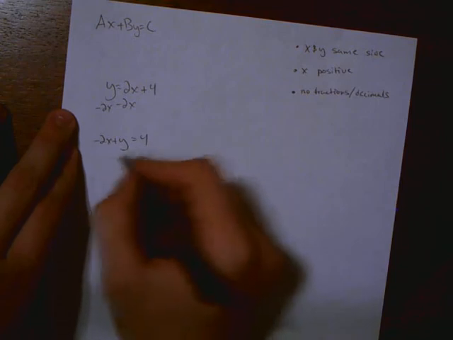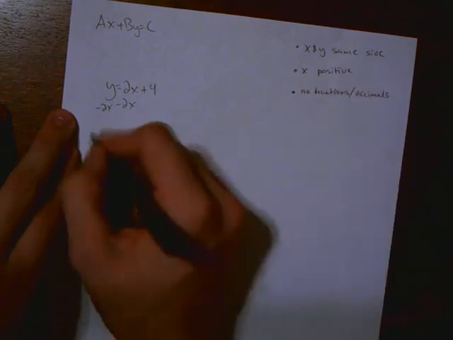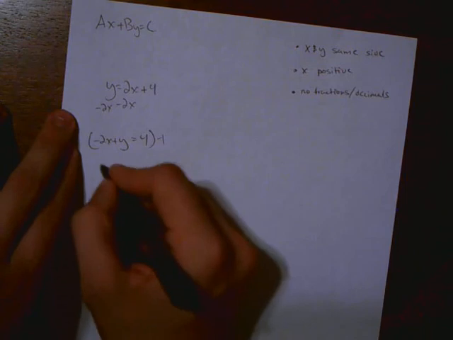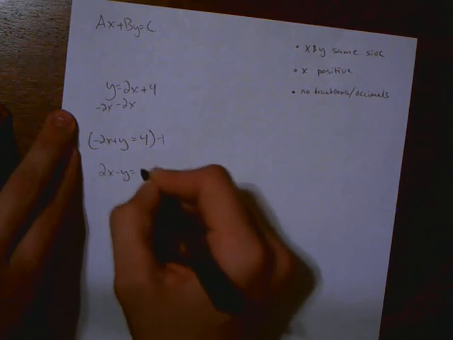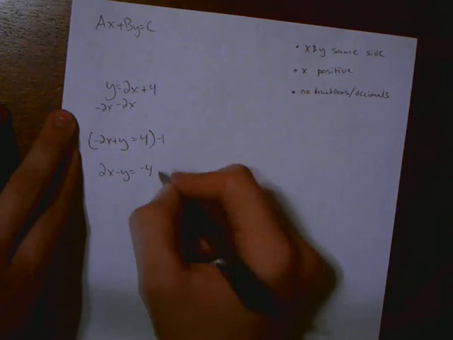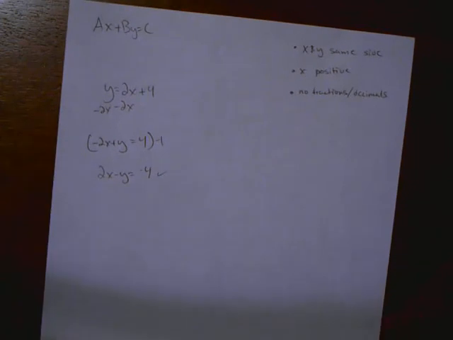And now I've got x and y on the same side, I need x to be positive. Take everything in the equation, multiply it by negative 1 to make that happen. And now, no fractions. This is true. This is in standard form now. X and y are on the same side. X is positive. No fractions.